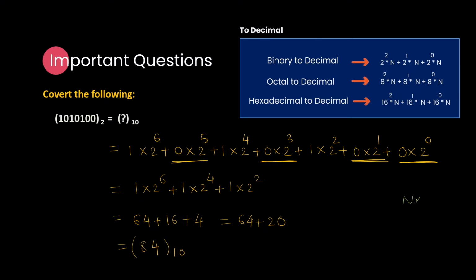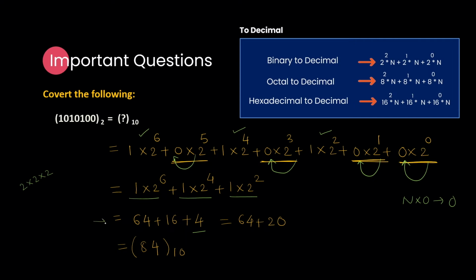We know that any number multiplied by 0 will be 0. So no need to simplify the term where we have multiplication with the 0. Finally we have only 3 terms to solve. 1 into 2 to the power 2, 1 into 2 to the power 4, 1 into 2 to the power 6. 2 to the power 2 is 4, 4 into 1 will be 4. 2 to the power 4 means 16 and 2 to the power 6 means 64. If you cannot calculate directly, write the number of 2's accordingly and multiply it.